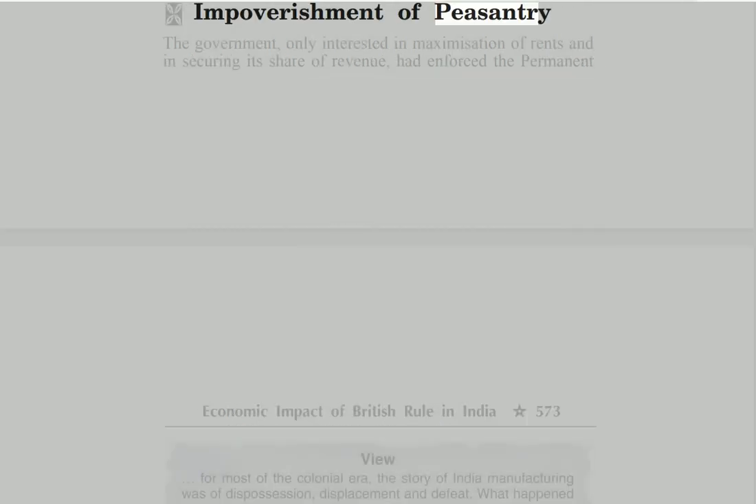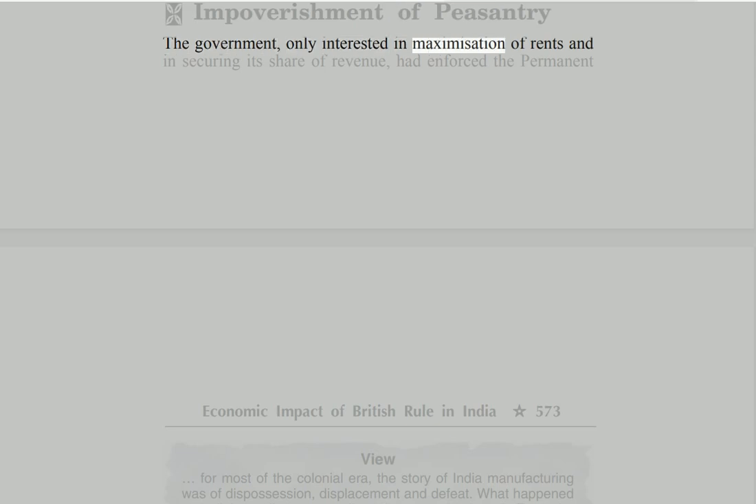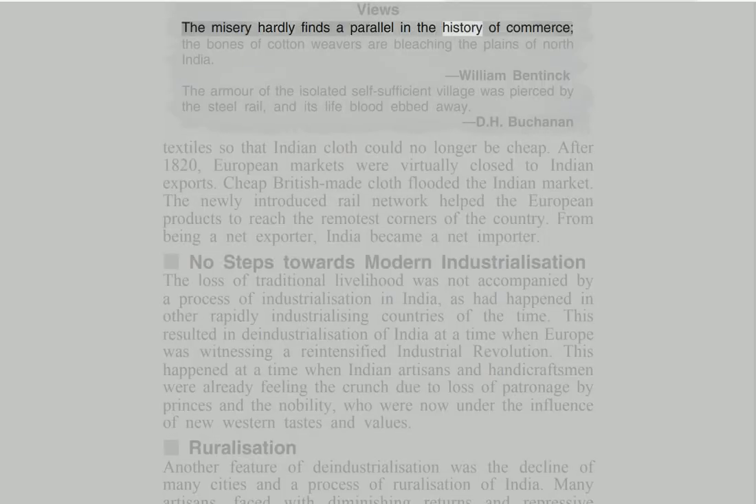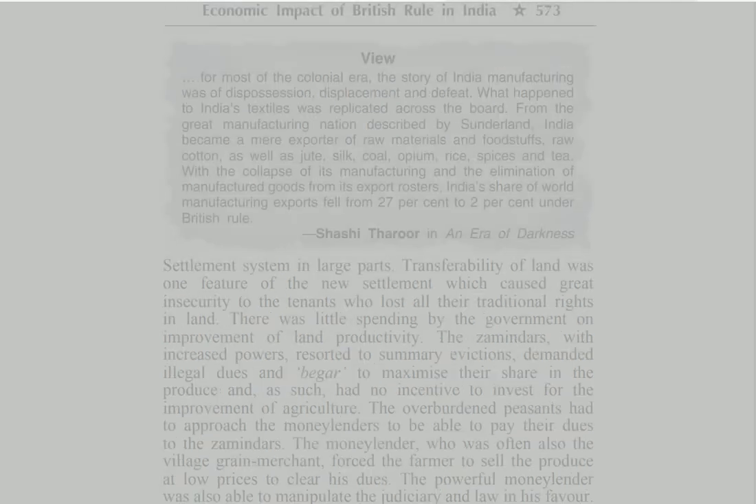Impoverishment of peasantry. The government, only interested in maximization of rents and in securing its share of revenue, had enforced the Permanent Settlement. The misery hardly finds a parallel in the history of commerce. The bones of cotton weavers are bleaching the plains of India. William Bentinck. The armor of the isolated self-sufficient village was pierced by the steel rail, and its lifeblood ebbed away. D.H. Buchanan.